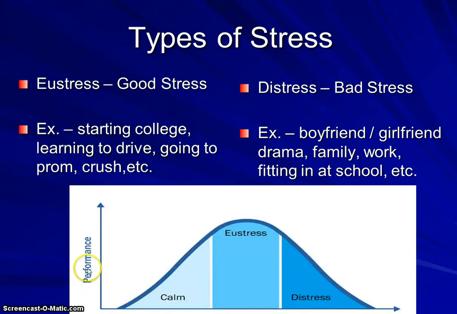If you look at the graph at the bottom, down here we have the level of stress. Here we have the performance. And we can see that when we're calm, our level of performance is increasing. When we're put under good stress, eustress, like starting college, learning to drive, our performance actually increases. However, when we're in distress, you'll see that our performance decreases.